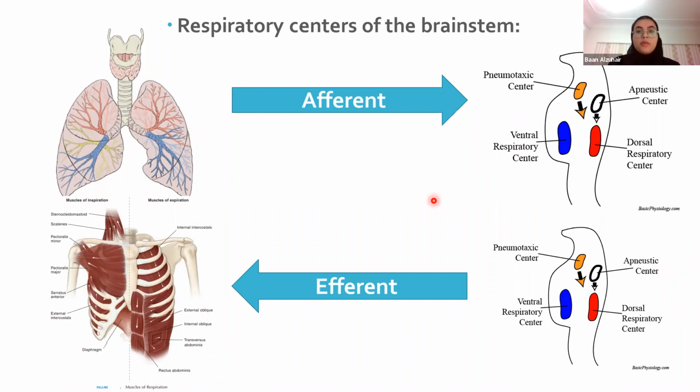We have another pathway, which is the efferent pathway, and that's information going from the respiratory center and the brainstem to your respiratory muscles, telling them what to do, contract more or relax more, whatever the situation is, okay?